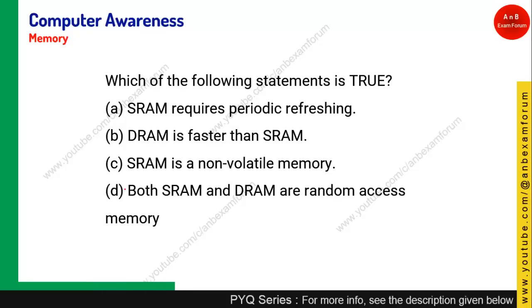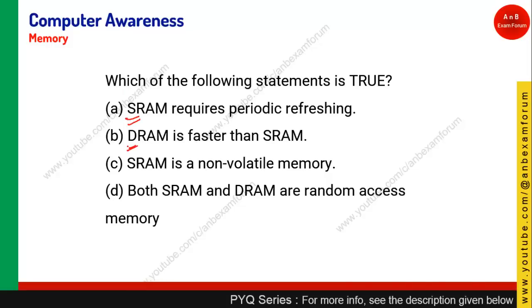Coming to the next question, which of the following statements is true? The statements consist of SRAM and DRAM. SRAM is static RAM, whereas DRAM stands for dynamic RAM. The difference between static RAM and DRAM is that DRAM requires periodic refreshing, not SRAM. So this is incorrect. DRAM is faster than SRAM? No, static is always faster. This is incorrect. SRAM is non-volatile? All the RAM, whether it is SRAM or DRAM, is volatile in nature. Again, this is incorrect. But both SRAM and DRAM are a kind of random access memory. So option D is the right answer for this question.